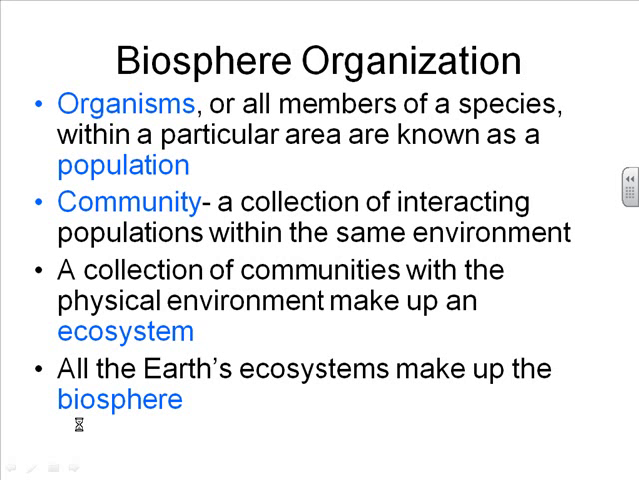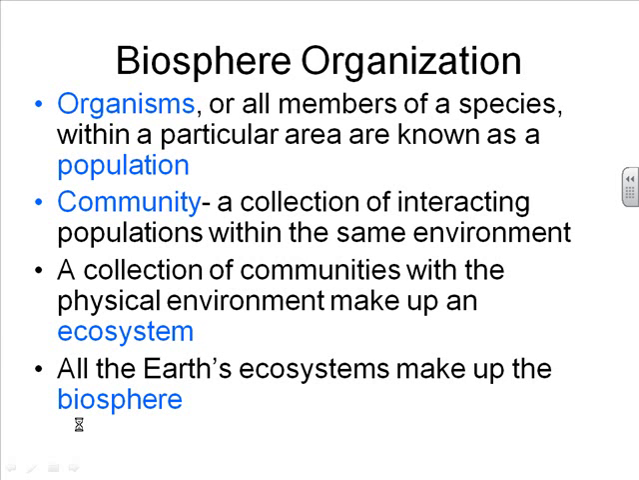So if you refer to the population of Dothan as, say, 60,000, you're talking about all members of a species. We're talking about the human species. The human species of Dothan would be 60,000. That would be our population. Now, there are several populations in Dothan. We have populations of trees. We have populations of cats, dogs, mice, roaches, bacteria, fungi, a lot of different populations.